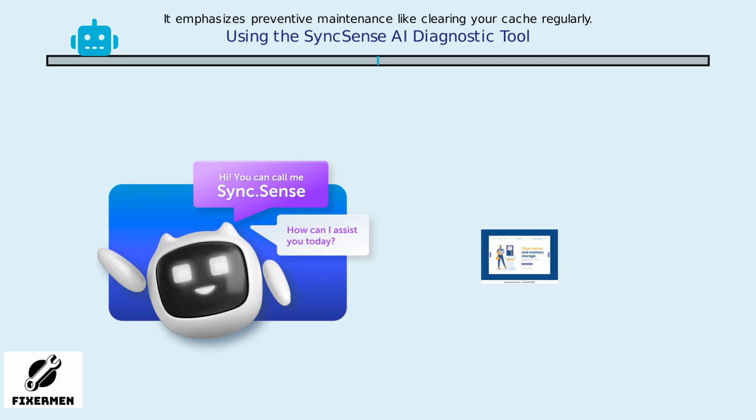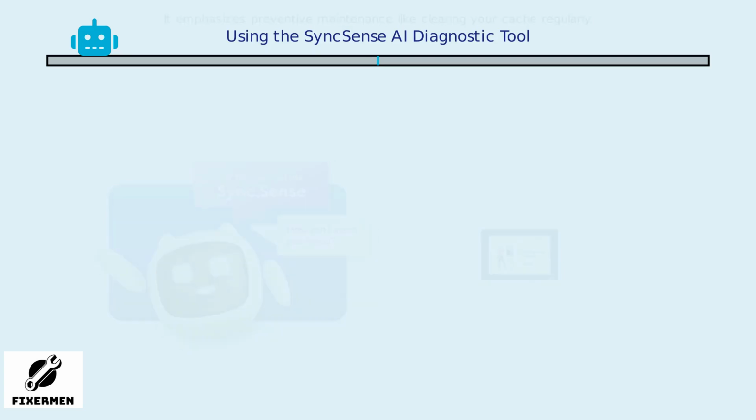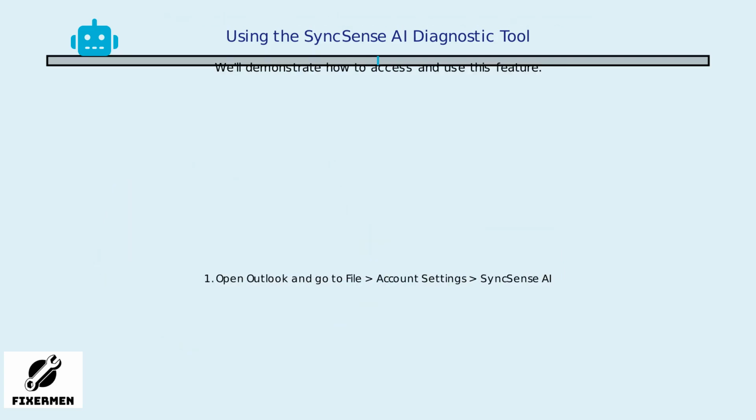The AI tool makes this process simple and safe. Here are the basic steps to access SyncSense. First, open Outlook and navigate to File, then Account Settings, and select SyncSense AI. Second, click the Run Diagnostic button to let the AI scan for issues in your Outlook setup.